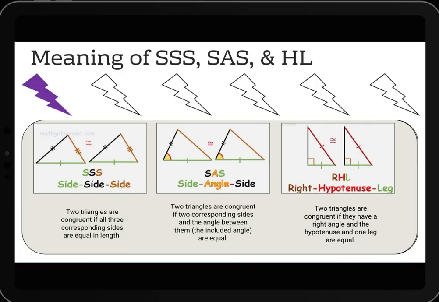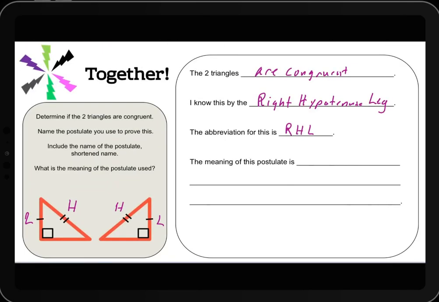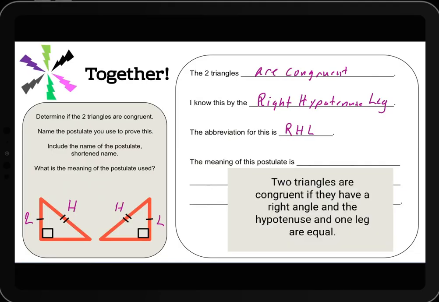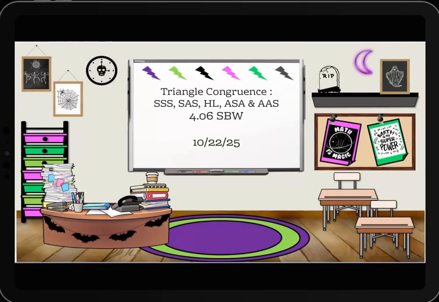Now, I'm copying it to save time on the video. However, I really want you to think about how you can describe the reasoning. That's the most important part, really. Can you describe the meaning of the theorem or the postulate? You want to write that out and take your time doing that. You want to understand it because you may have to be tested on that in the future. You never know. All right, that's going to be our lesson over 4.06 SBW.